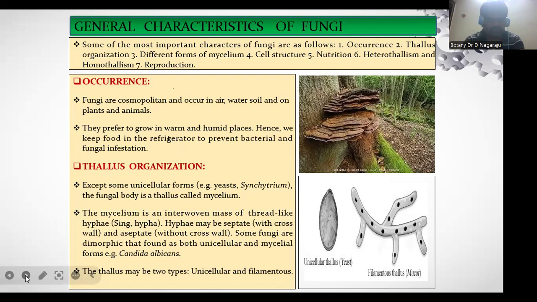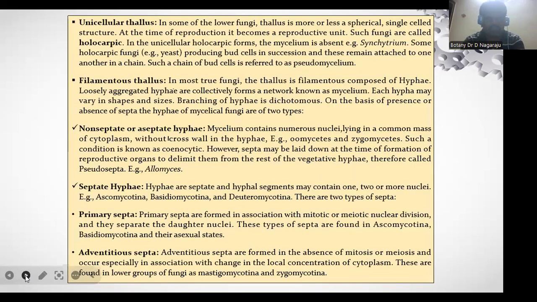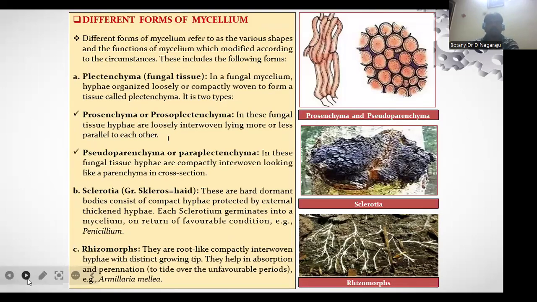There it is. Okay. Then you can see unicellular, filamentous, non-septate or aseptate, and septate. And the septa also have types: primary septa, advanced septa, again simple porous septa, and dolipore septa, which I explained to you just now. Hyphal modification. What are those? Prosenchyma and pseudoparenchyma, the plectenchyma types.